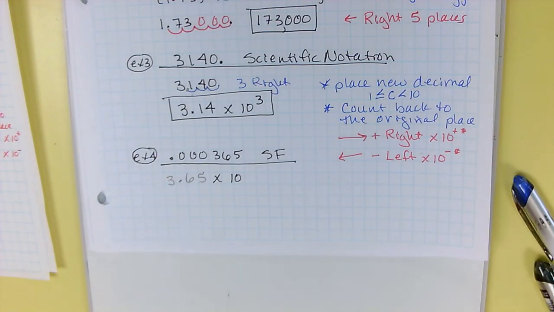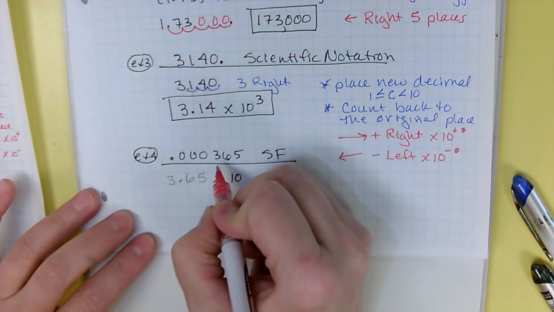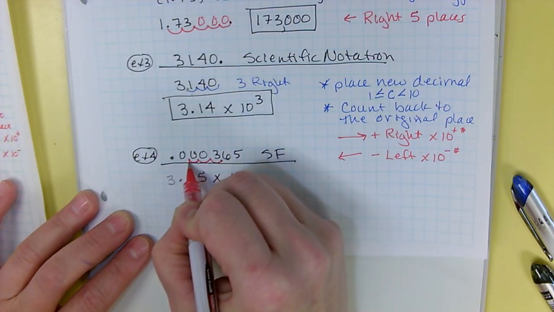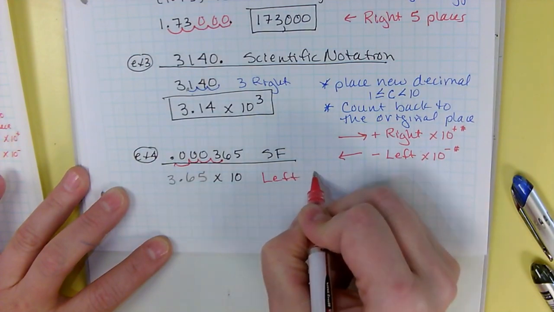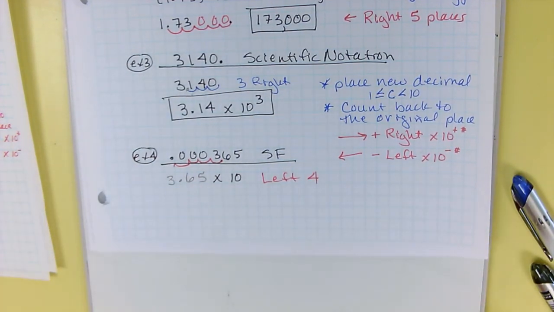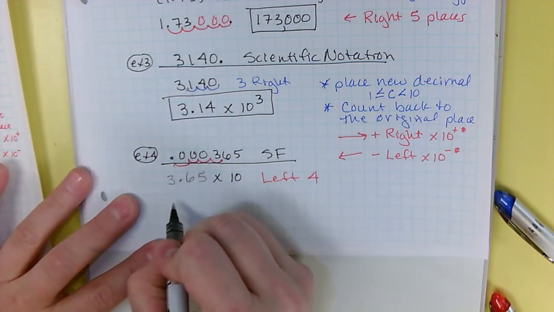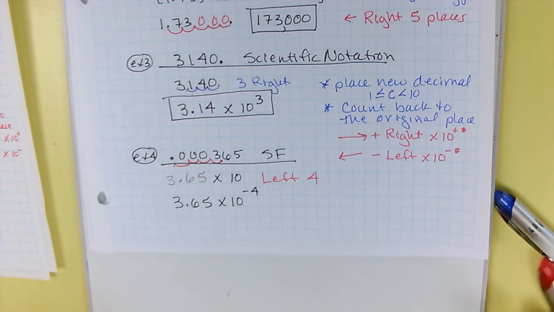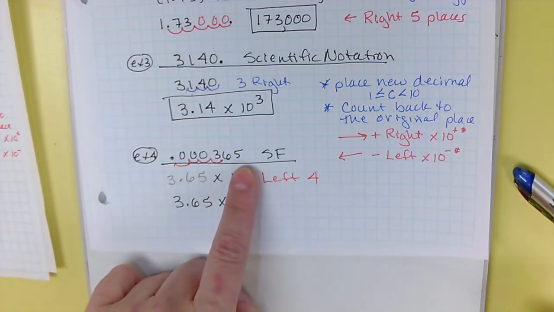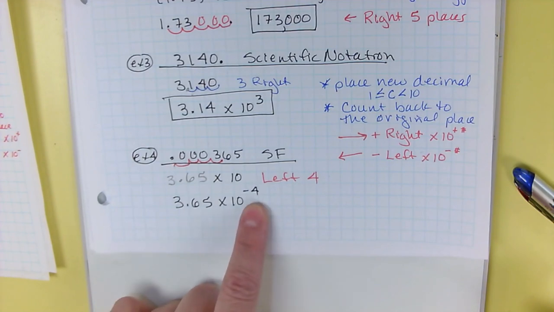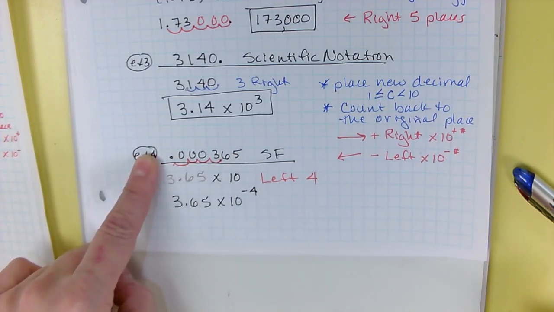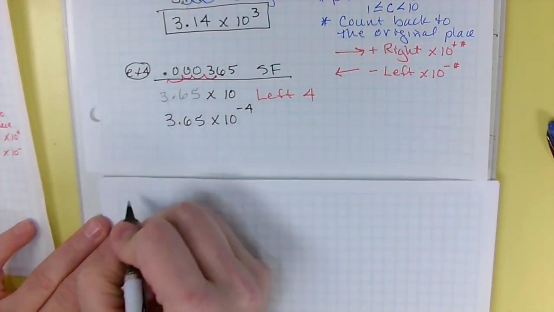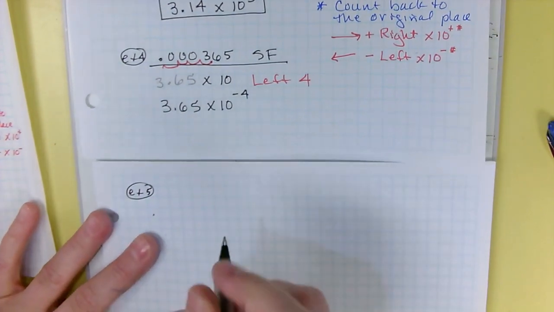Times 10. Now here's where we got to figure out how to get back to where we started. Here's where our new one is. We have to go to the left, 1, 2, 3, 4. We have to go to the left 4, which means we have to get smaller. So it's going to be 3.65 times 10 to the negative 4, because 3 is bigger than 0.000365. So we have to divide by 10 to go back to the small number. Okay. Example 5.